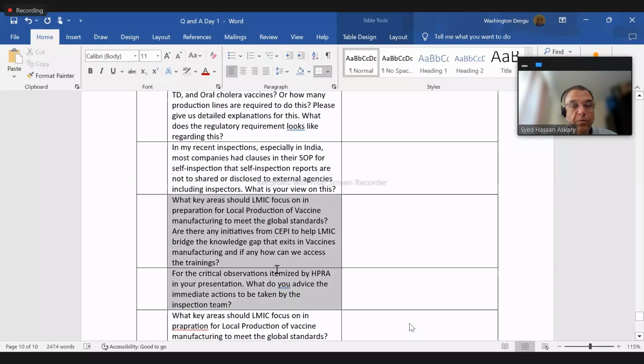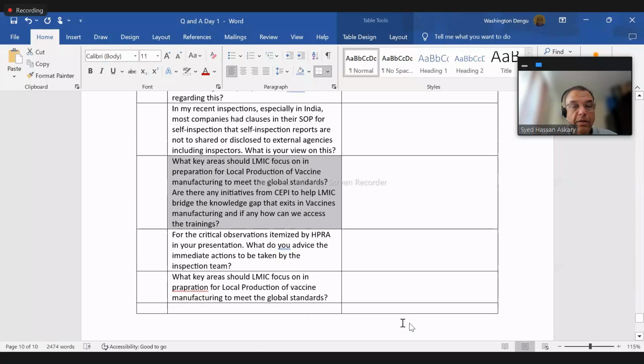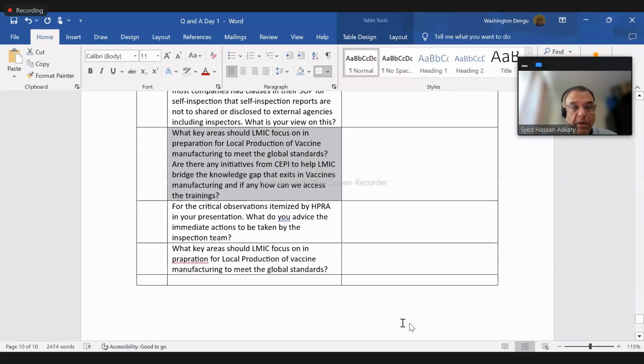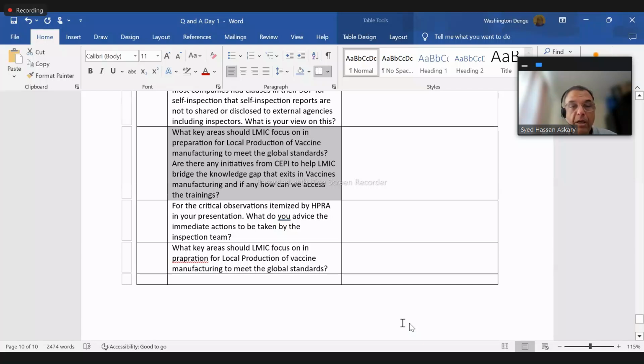What key areas should LMIC focus on in preparation for local production of vaccine? Global standards. Are there any initiatives? There are a lot of initiatives from CEPI for LMIC bridging the knowledge gap. And you can reach out to any of us and we will connect you to the right function.